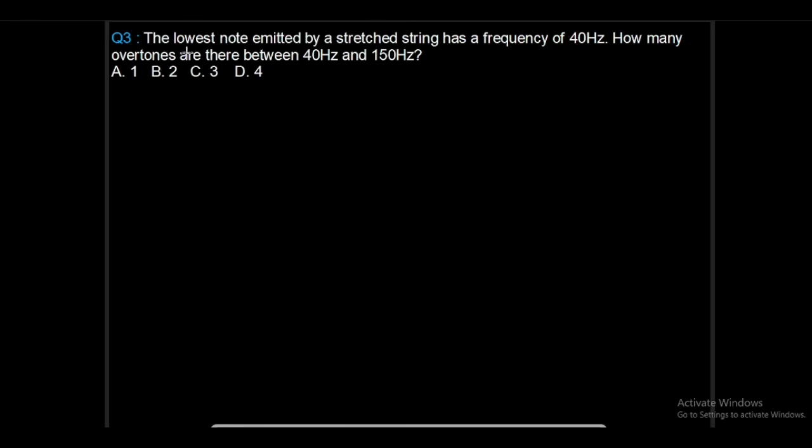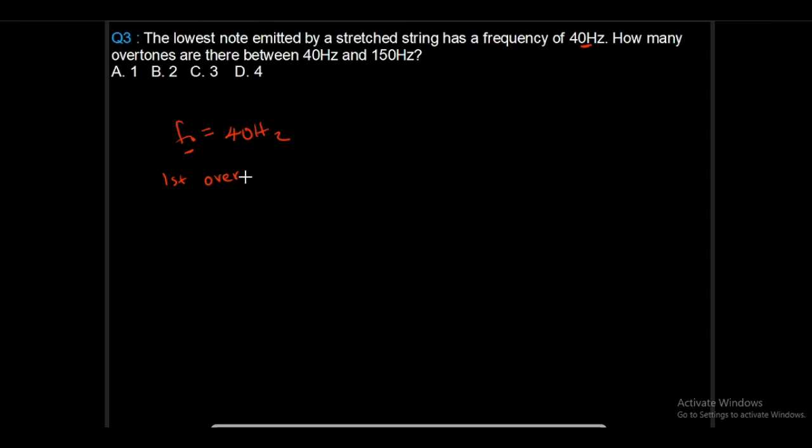Now moving on, looking at this question here, it says the lowest note emitted by a stretched string has a frequency of 40 hertz. The lowest note is the same as the fundamental frequency. So indirectly, they are telling us that the fundamental frequency of this stretched string is 40 hertz. They say how many overtones are there between 40 hertz and 150 hertz. All right. So this is first harmonic. Now do not forget, first overtone is higher than the fundamental frequency of first harmonic.